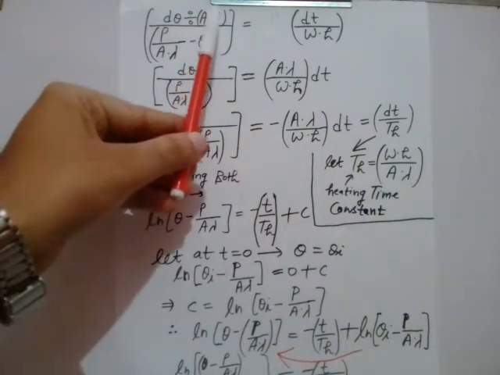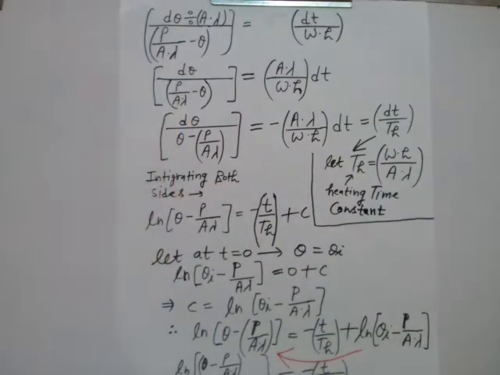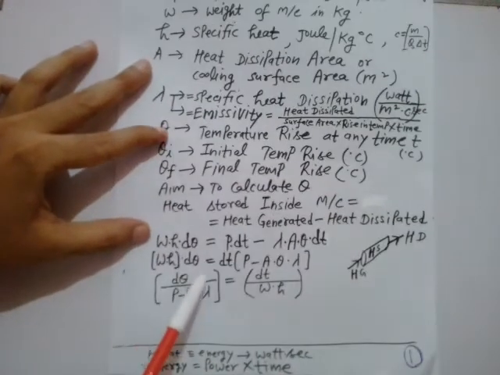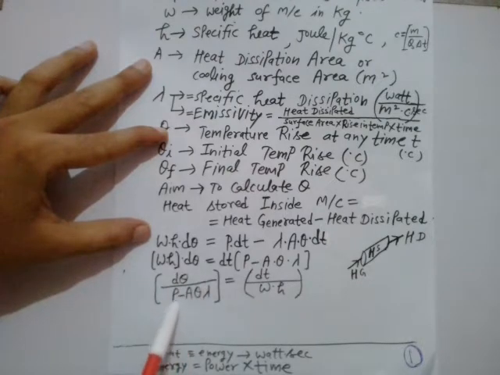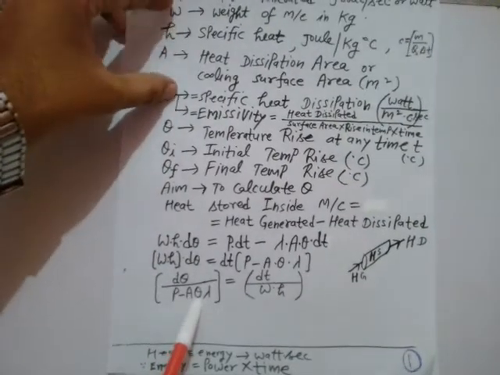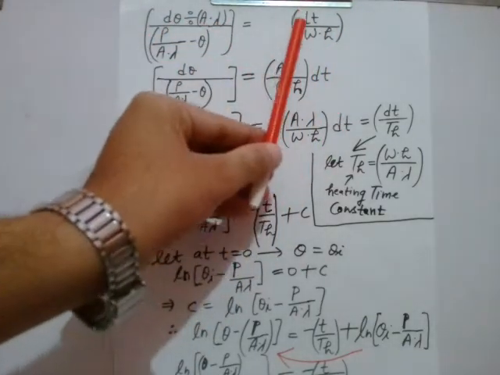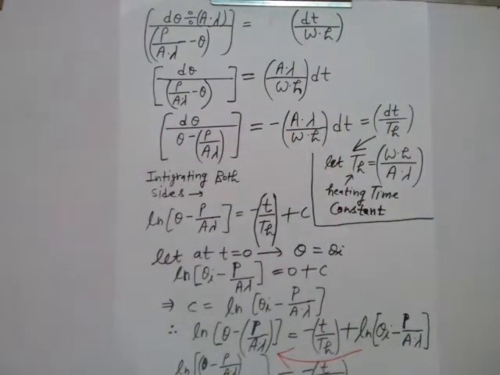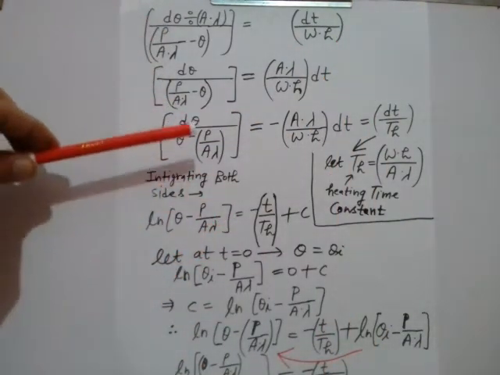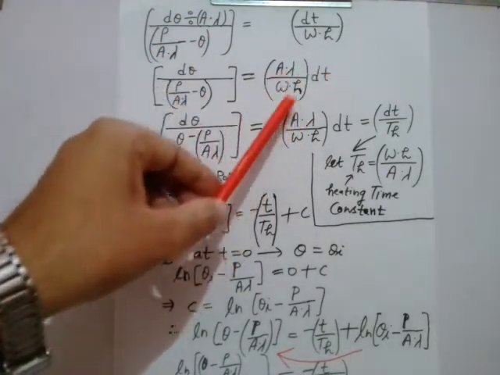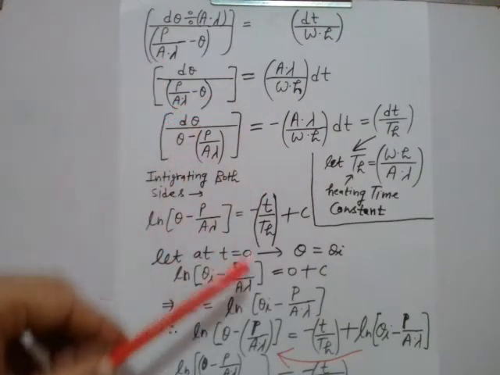The next step is to divide by A lambda in numerator and denominator. So this will become d theta by A lambda, here P divided by A lambda, and here theta. You will get this expression equal to dt by w into h on the right hand side. Taking A lambda to the right hand side, this becomes A lambda dt by w into h, equal to d theta by P by A lambda minus theta.